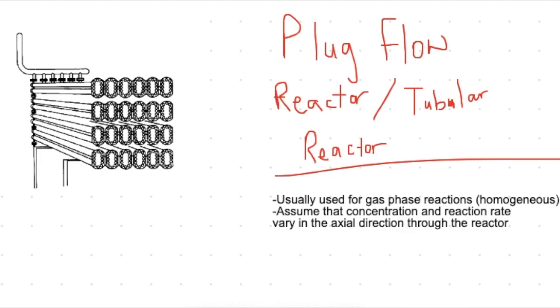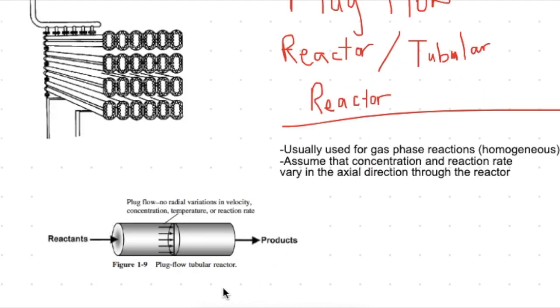So reactants flow through tubes in this type of reactor, as this picture shows here. The reactants go in from one end of the pipe and come out the other. So we assume that the concentration and rate of the reaction vary in the axial direction through the reactor. Axial means parallel to the axis, which means in the x direction in this case.